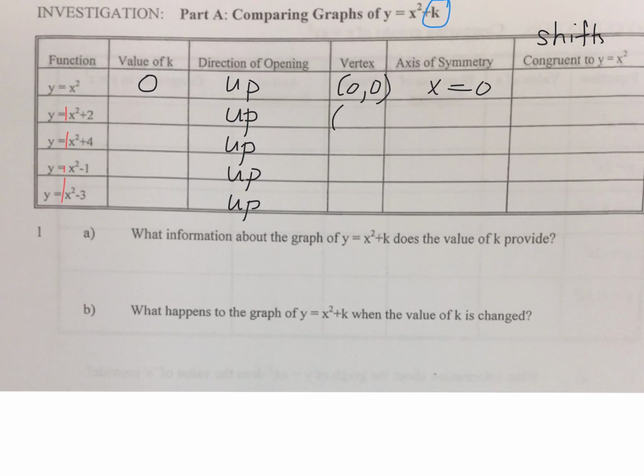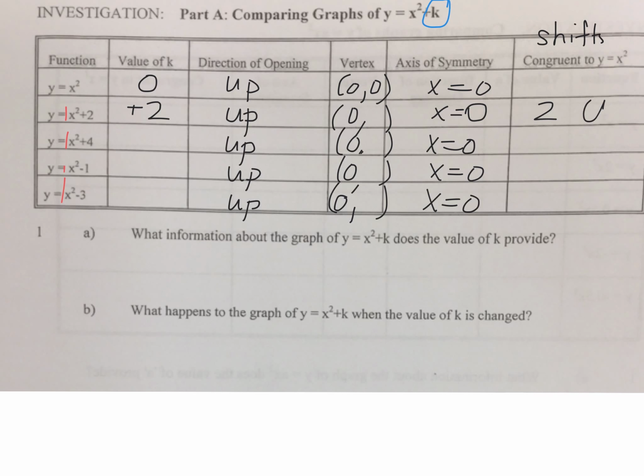So what should your vertex look like? If there's no horizontal shift, what's the x value of the vertex? 0. So it's all going to be 0 something. Which means the axis of symmetry is what for all of these? 0. All of these start at the origin and move up or down. They don't move left or right because h is 0. Okay, so for the first one, what's the value of k? Positive 2. So it just shifts up 2.